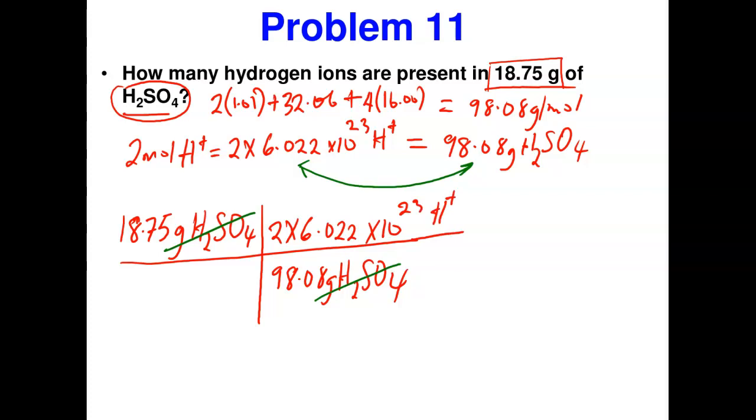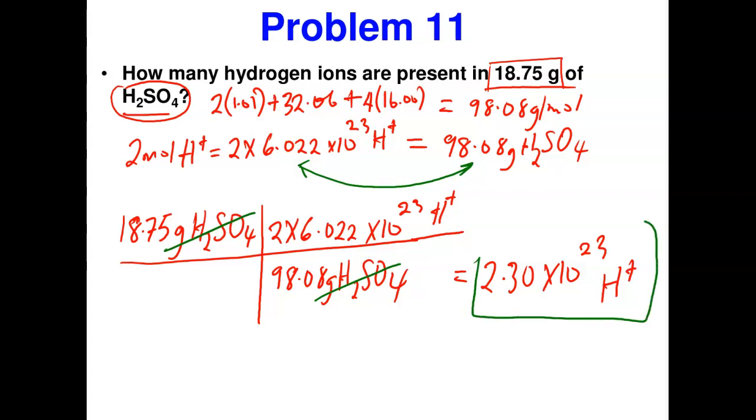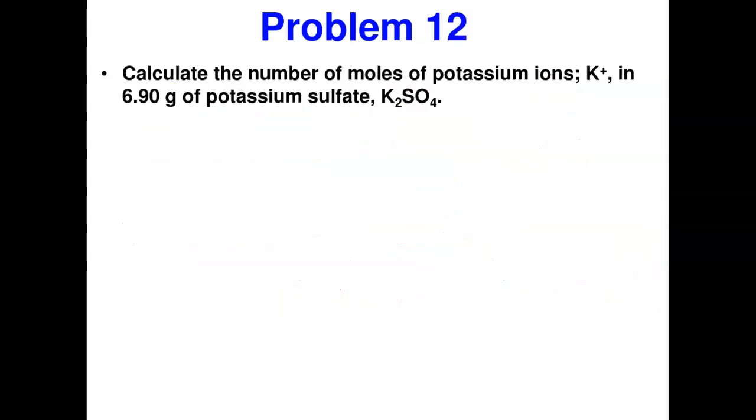When you punch this in your calculator, what do you get? You get 2.30 times 10 to the 23 hydrogen ions contained in this particular mass of sulfuric acid. Now, always pause the video, try solving these problems yourself, come back and check for comprehension. It pays to always practice how to do these problems.